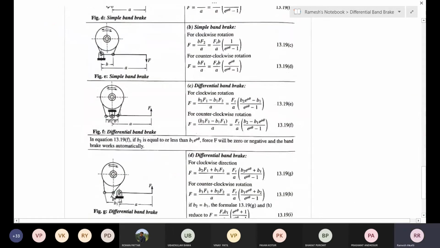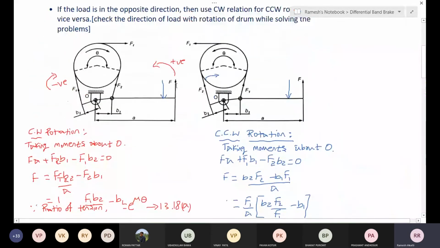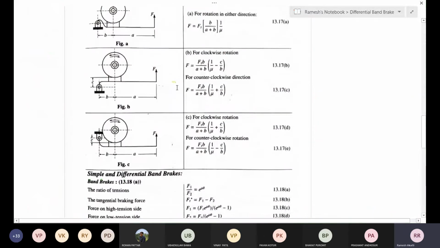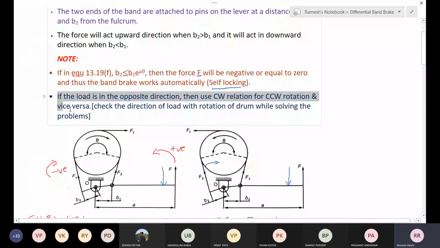Yeah, in this case, you can see that the force is acting upward. Whatever relation we also derived, in that case also it is acting upward. Only you have to take the note I have written here when the directions are opposite. Instead of upward, if they give you downward, then for clockwise you have to use the counterclockwise relation.